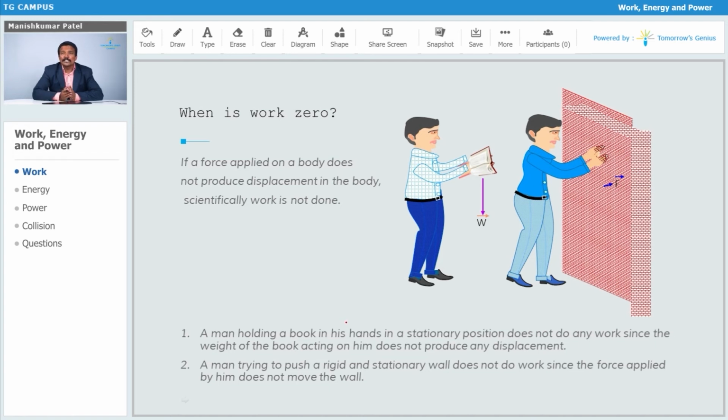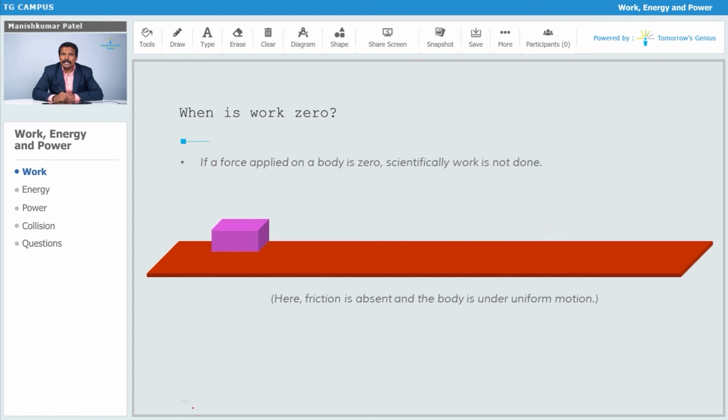Today, let's say you say that you have studied for 10 hours just by sitting at one place. That doesn't mean the work done by you is anything other than 0. So this is the condition for work done being 0. Again, when the force applied on a body produces no displacement, scientifically work is not done. Fine. So this is what we can say for this particular scenario.